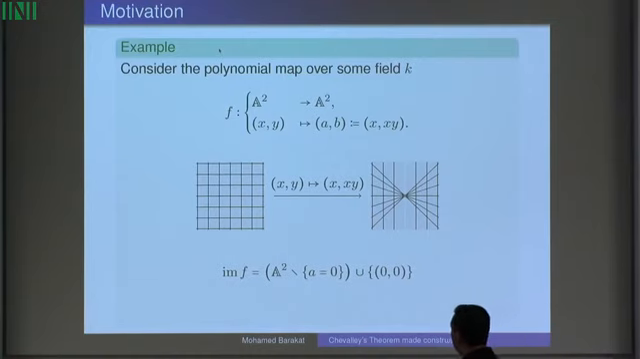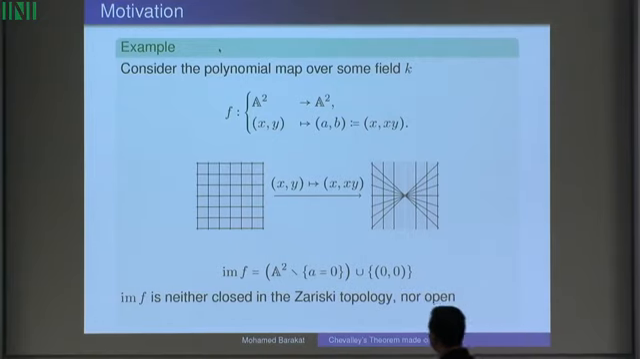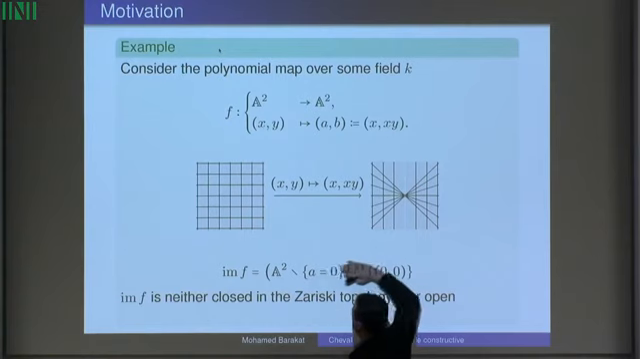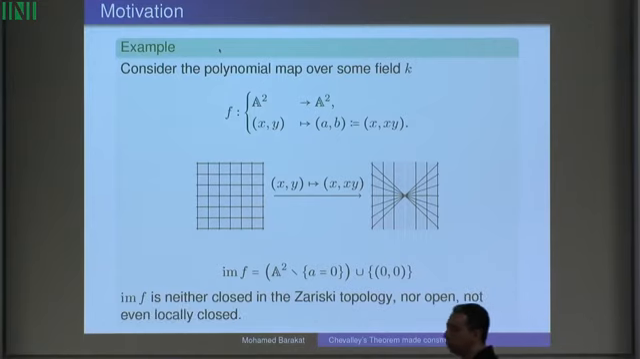So this image is neither closed in the Zariski topology, nor open, as you can see. This would be closed, this would be open, but then you have to add something else, and you cannot really simplify this any further. So it's not even open and not even locally closed. I'll define what locally closed means on the next slide. So it's something more complicated. But still, you want to describe it in an algebraic way.